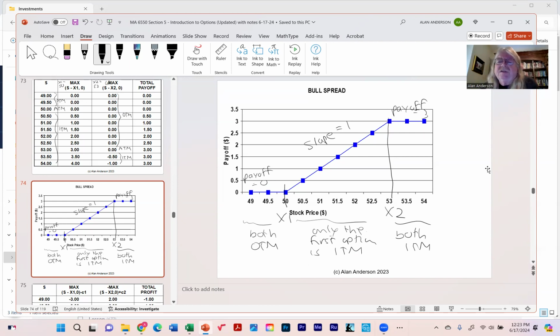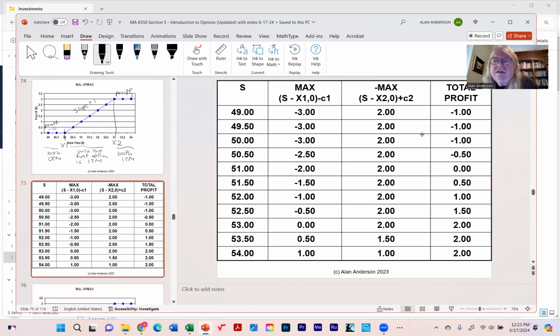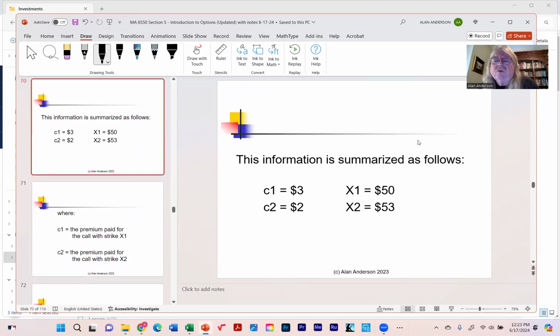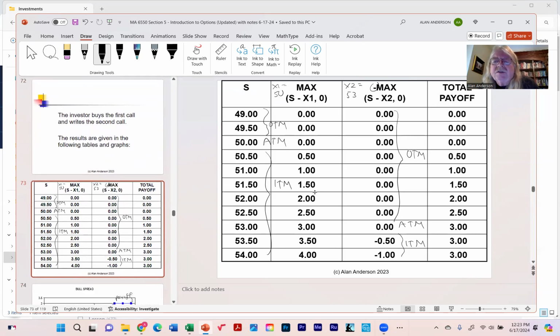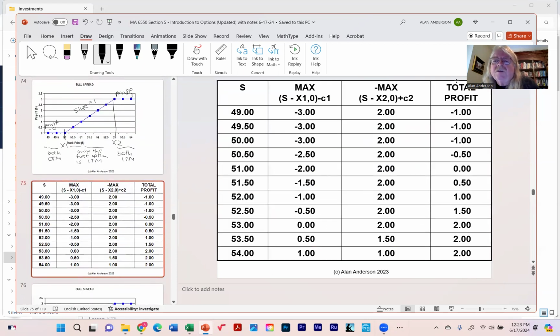So why do we want to be in this position? Why don't we just buy a call in the first place? Look what we're giving up here. By the way, if you remember, the call prices were 3 and 2. We bought a $3 call and we sold a $2 call. So the price of setting up this position is $1. In other words, C1 is 3, C2 is 2, so the cost of setting up this position is 3 minus 2, which means 1. And so we're subtracting 1 from all of these payoffs to give us our profits.